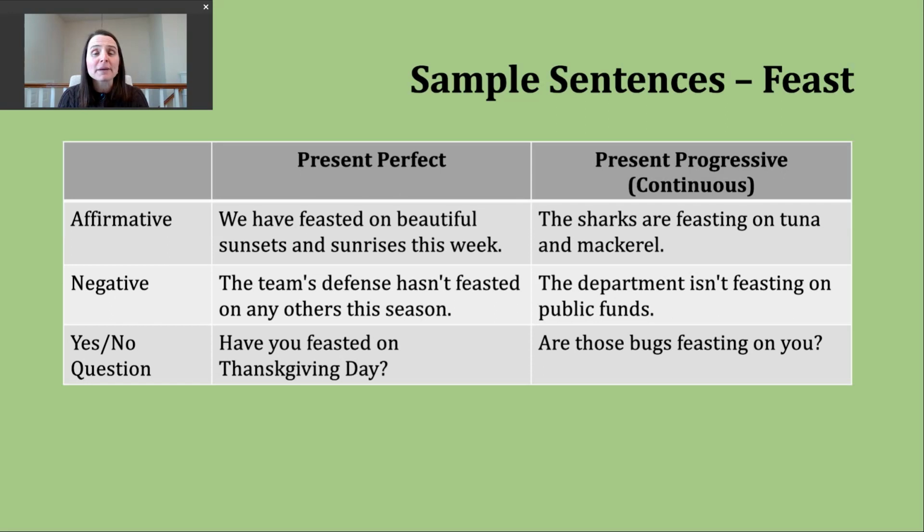To make an affirmative or positive present perfect sentence, you're going to use have or has, depending on what your subject is. So if your subject's I, you, we, or they, use have. If your subject is he, she, or it, use has. And then we use the participle form of the verb. And since feast is a regular verb, our participle looks the same as the past tense.